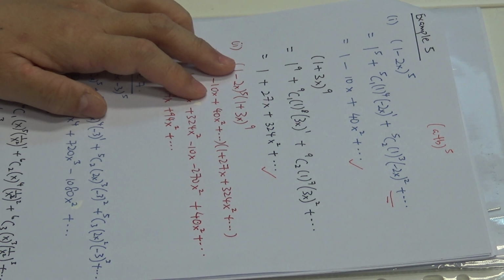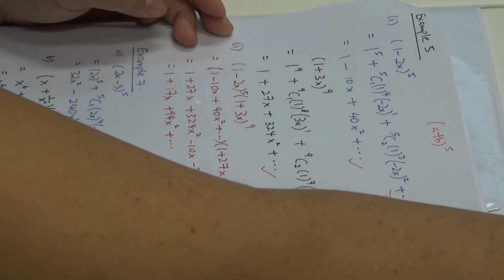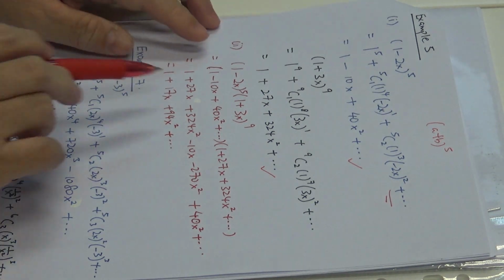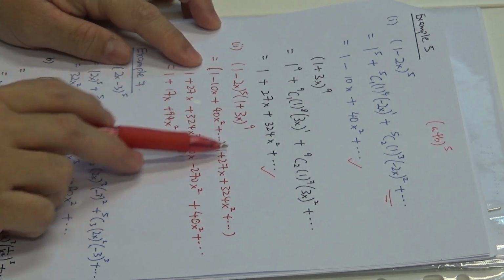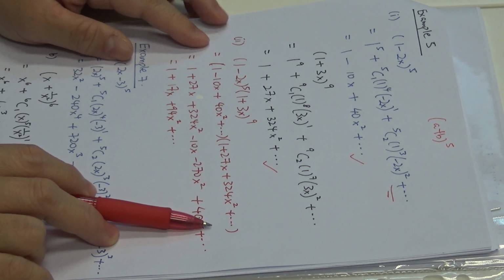Okay, now let's look at part 2. Hence, find the expansion of 1 minus 2x to the power of 5, 1 plus 3x to the power of 9, up to the term in x squared. Now, what we do is that we put the first expansion here, we put the second expansion here. You are supposed to find the expansion up to the term in x squared.